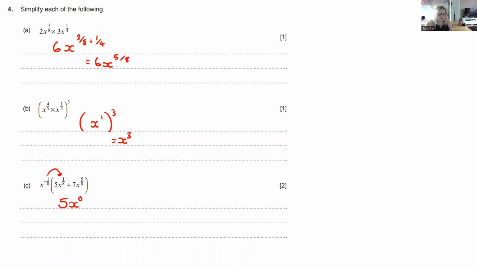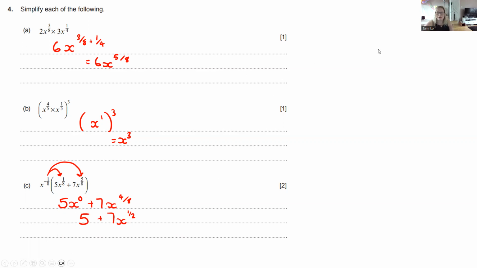And then the next part, multiplying again. So we're going to have plus 7. And then that's going to be 5/8 take away an 8th. Well, that's going to leave us with 4/8. Let's simplify that. So it's going to be 1 times 5 plus 7 x to the half. And we can simplify that 1 times 5 to just 5. So let's write that in. There we go.